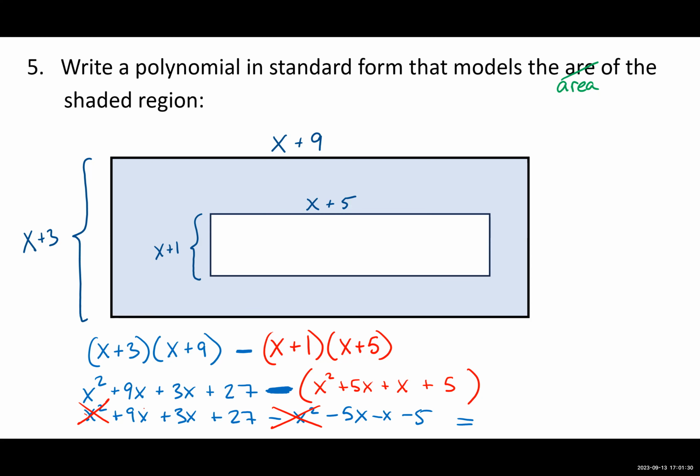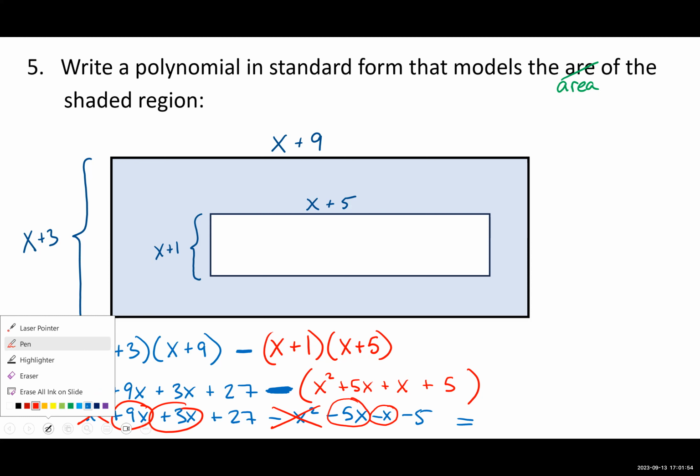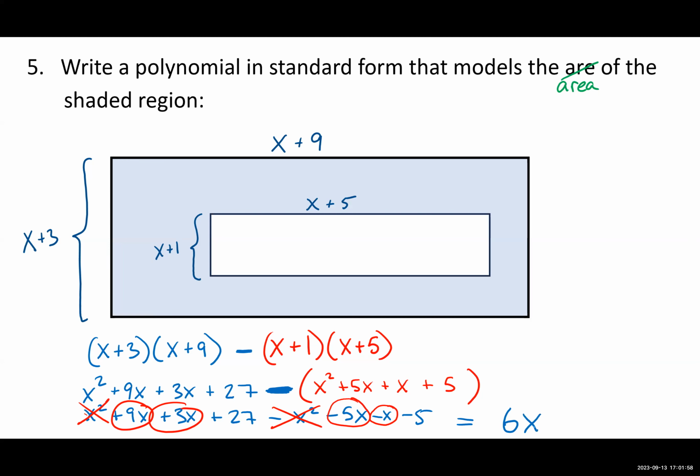Now let's look at the x's. We've got 9 plus 3, that's 12x, 12 x's right there. Minus a 5x, minus a 1x. So if we combine all those numbers, 9 plus 3 is 12, minus 5 is 7, minus 1 brings us down to 6. So we've got a total of 6 x's.